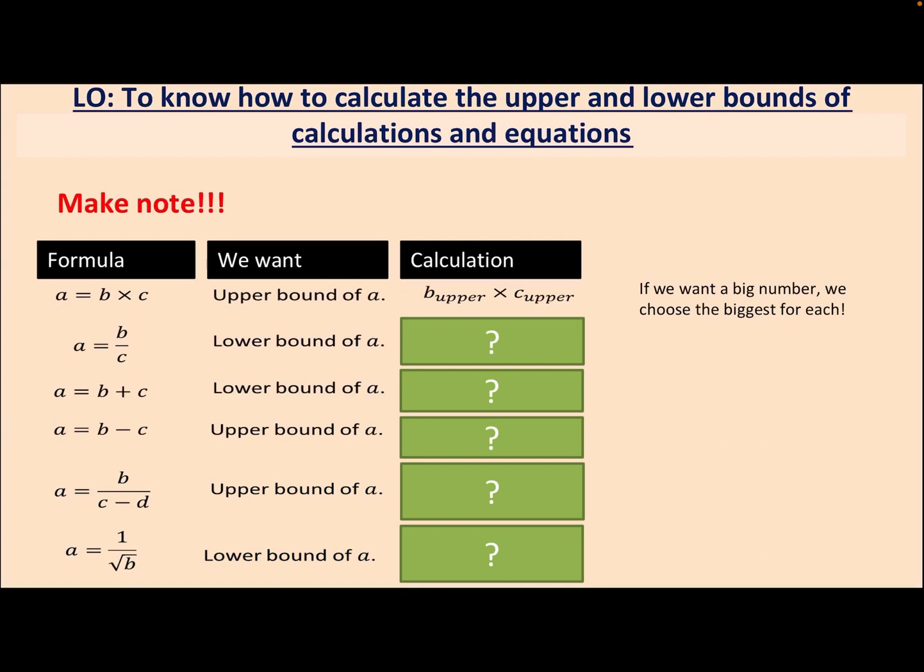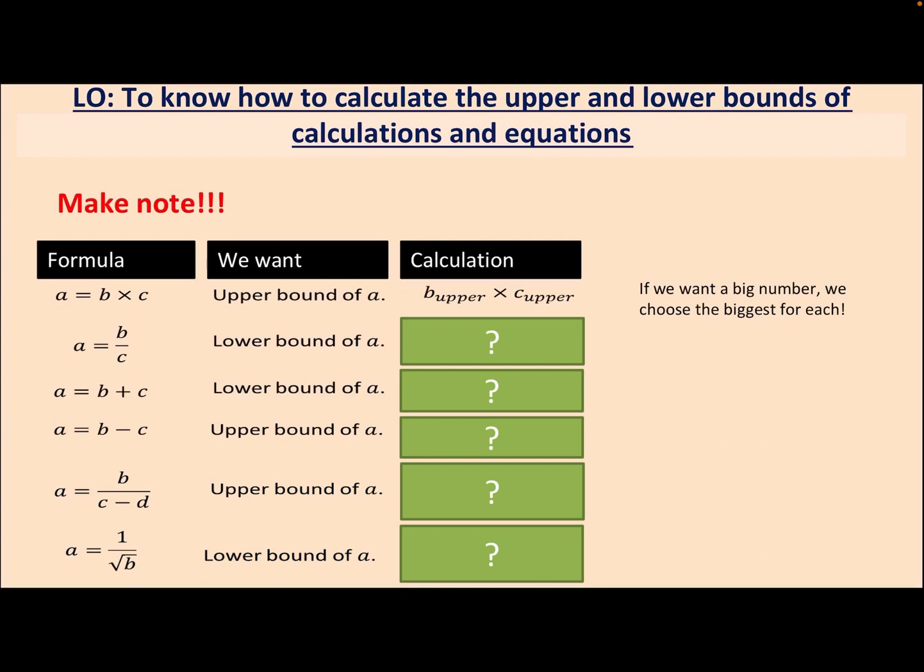lengths together. So for example, for a square, if we want to find the upper bound area of a square, we're going to have to use both the upper length and the upper width. Okay, so it's very simple, as in, if we want a big number, we're going to use the biggest. If we want a lower bound of the number, we're going to use the lower bound of each of those lengths.